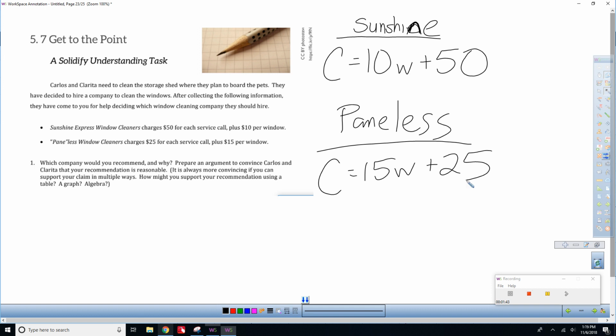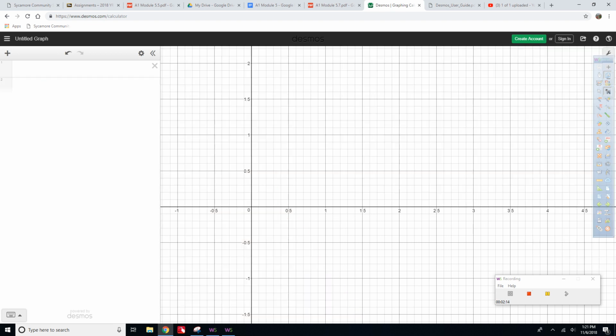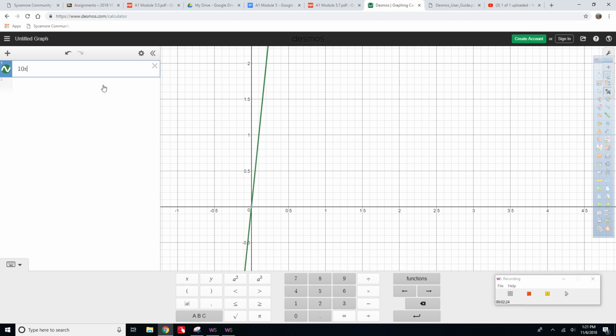All right. Depends on what you're getting done. It does, so we're going to have to give a recommendation based on different circumstances. In order to know those circumstances better, we're going to go to Desmos, okay? So, the first equation was 10x plus 50, right? And the second equation?